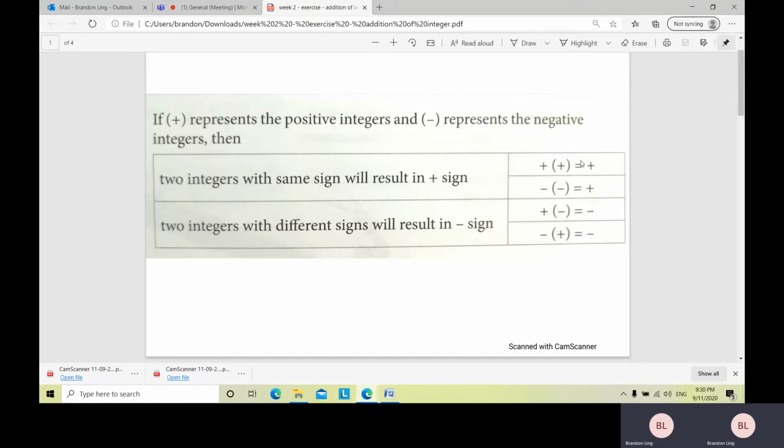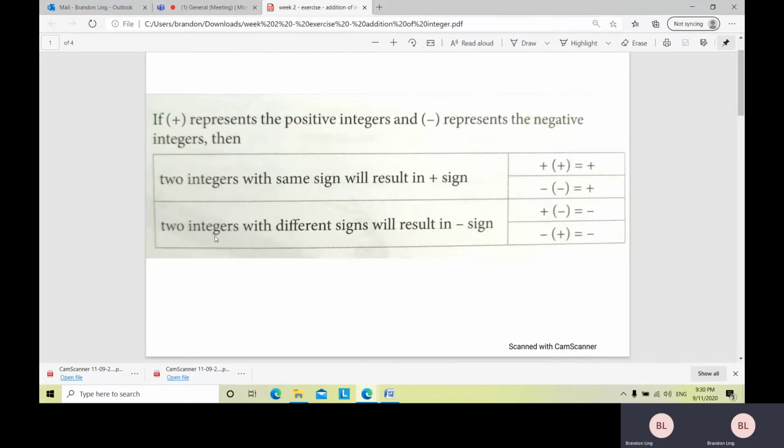So on your right side here, you can see that if they have the same sign, positive, positive, you get a positive. If you have a negative, negative, you will get a positive as well. So that's the meaning of same sign resulting in the positive sign.